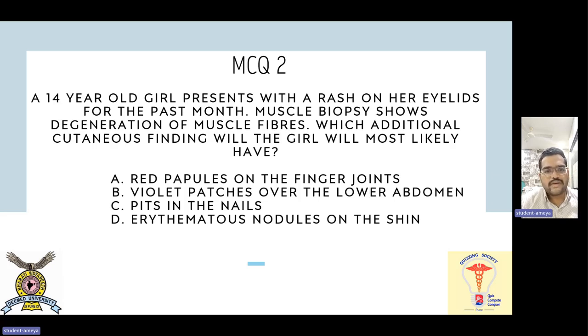Now in this, there is only one keyword, rash on her eyelids. What is this rash called, guys? It's called a heliotrope rash. And a heliotrope rash is characteristic of dermatomyositis. In dermatomyositis, you also get to see Gottron papules, which have been described in option A, red papules on the finger joint. So the answer to question number 2 is A, red papules on the finger joint.